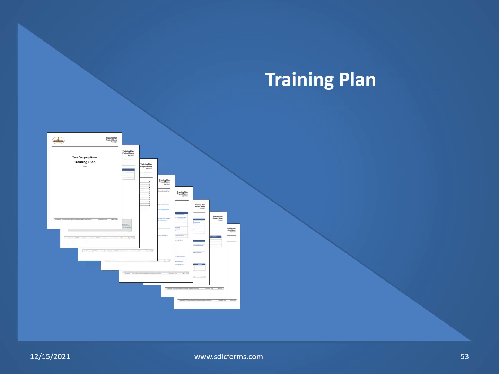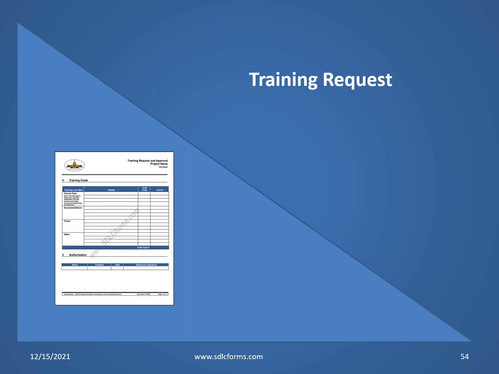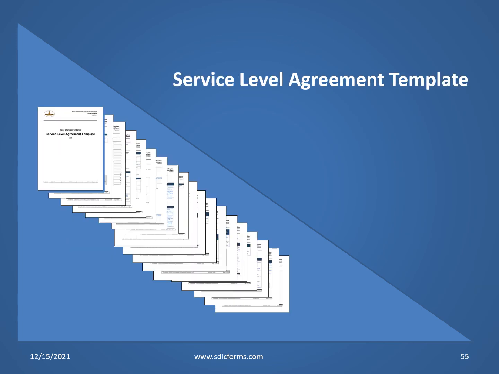A training plan supports the use and maintenance of the specific system or application and includes information about training courses and the tools and techniques that will be used. A training request provides the ability to request training for a specific purpose. The service level agreement normalizes an arrangement between your company and the client to deliver specific support services at specific levels of support and an agreed upon cost.